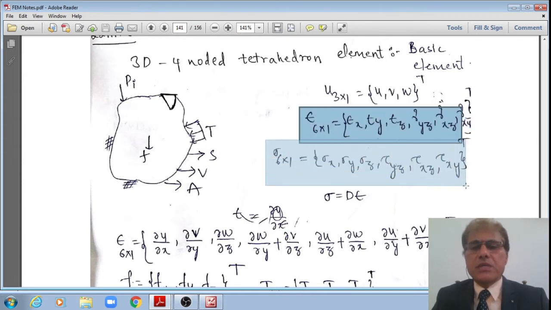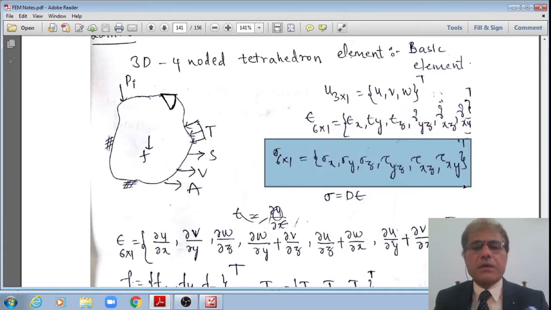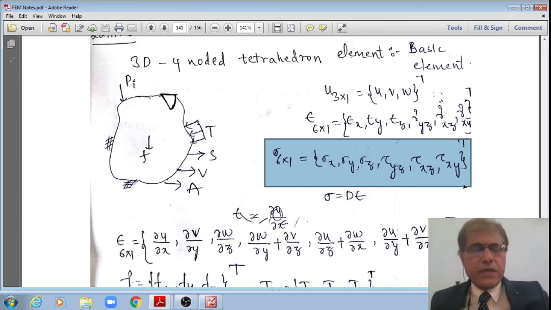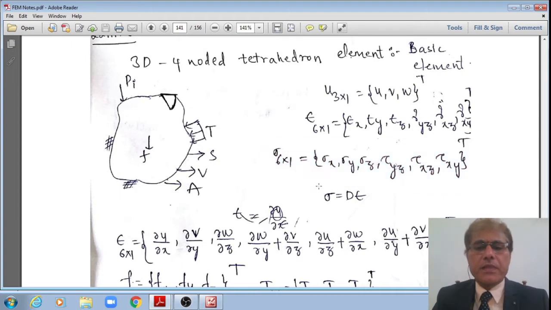Corresponding to that, we have the stress vector given by the three normal stresses sigma x, sigma y, sigma z, and the shearing stresses tau yz, tau xz, and tau xy transpose, a 6 by 1 vector. Then we also discussed in previous discussions the stress and strain relationship: sigma is equal to D multiplied by epsilon, where D is called the material property matrix. Please refer back to our previous video wherein we derived the material property matrix, D matrix, for a 3D continuum, which is a 6 by 6 matrix, students.